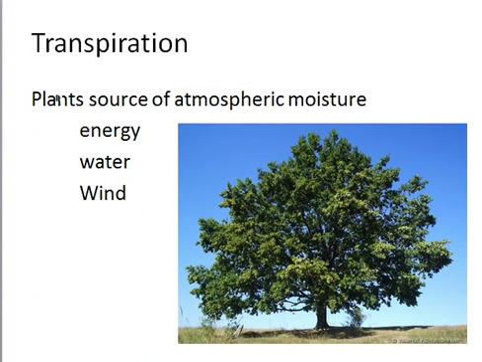Another source of atmospheric moisture is through transpiration of plants, and they are a huge source on the planet for adding atmospheric moisture. And the same 3 components are needed: energy, wind, and water. And it takes the same amount of energy, 600 calories, to evaporate 1 gram of water from a plant. And you still need the heat to impart that energy, and you need wind to move the parcels.